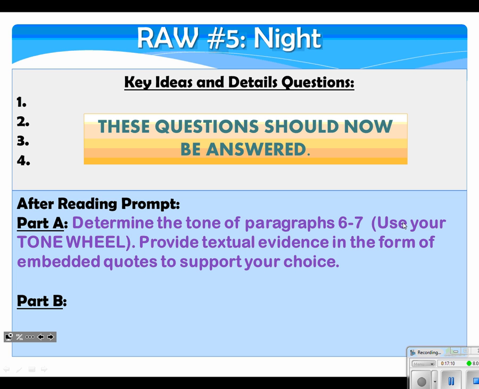Don't worry so much about length. I'm not looking for some 10-sentence paragraph, anything like that. But I want you to take about 5 minutes to decide what would be a really precise tone word for that scene, and then prove it. Use textual evidence. See if you can pull an embedded quote and work with that too. All right, you've got 5 minutes to work with this.